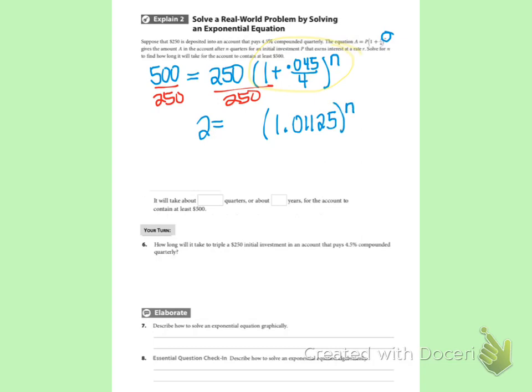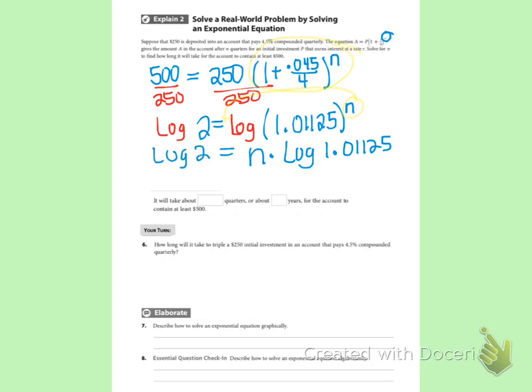Okay? And I know that my next step, and you can tell I left the space for it, is I'm going to take the log of both sides. So I'm going to go ahead and take the log, and I'm going to then bring the n down in front. And when I rewrite that, this will be n times the log of 1.01125 is equal to the log of 2.